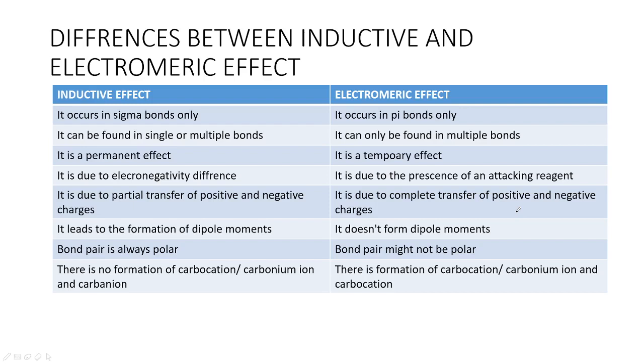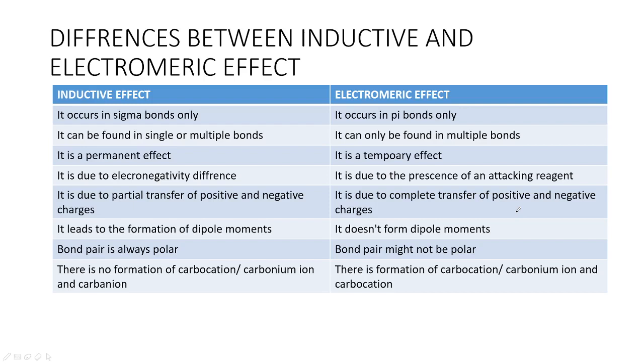Now, bond pair might not be polar. Like I gave you an example earlier. In that example, I showed you a carbon atom with a methyl group. That bond is non-polar, but yet it can still undergo electromeric effect.